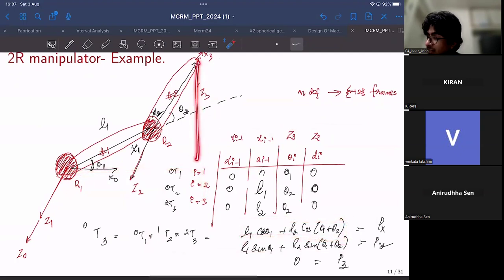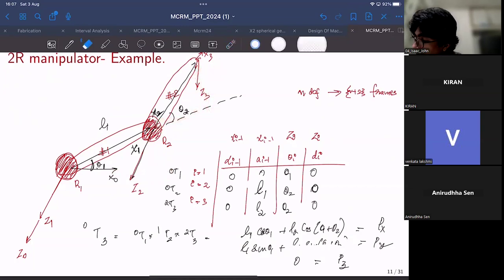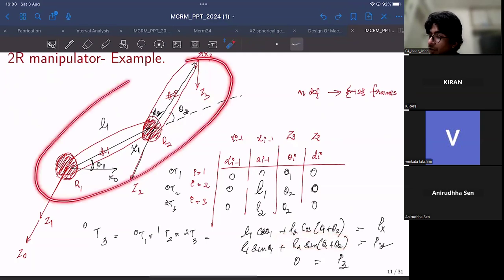And what about the y-axis? This vertical displacement would be the sum of this distance and this distance, right? So this will be L1 sine theta 1, and this displacement would be L2 sine(theta 1 plus theta 2). So for manipulators like this, it is pretty straightforward.